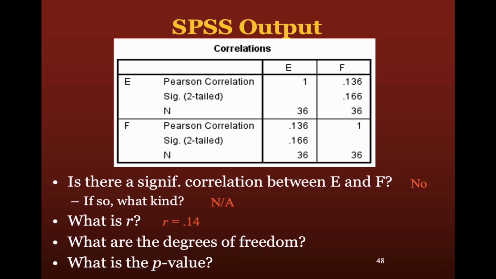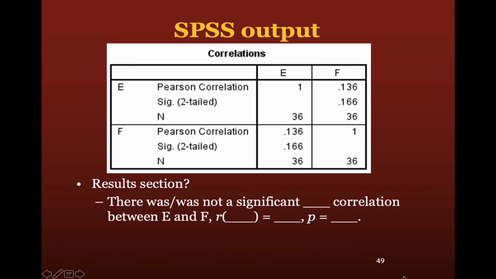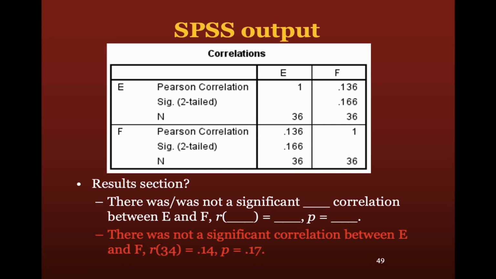R is going to be rounded up to 0.14. We're going to take that 6 and round it up, so 0.14. Our degrees of freedom is 36, which is our number of participants, minus 2, so 34. And then our p-value, if we're going to round it, is 0.17. So if we were to write these results in the results section, we would say that there was not a significant correlation between E and F. R, degrees of freedom of 34, equals 0.14, because we're rounding here. P is equal to 0.17. We're rounding here again.